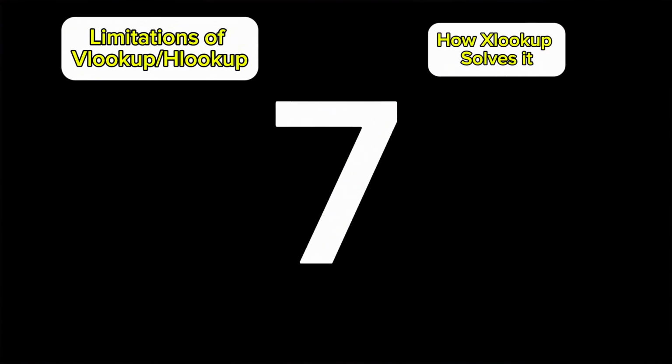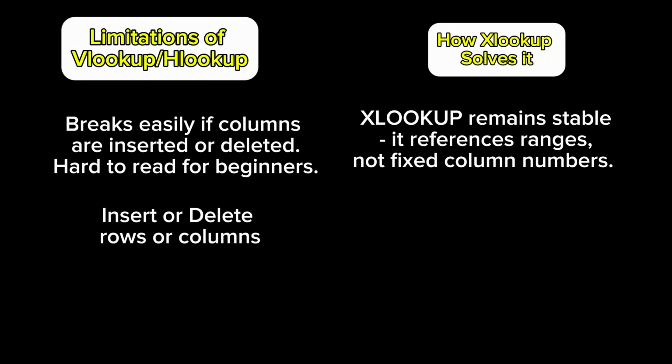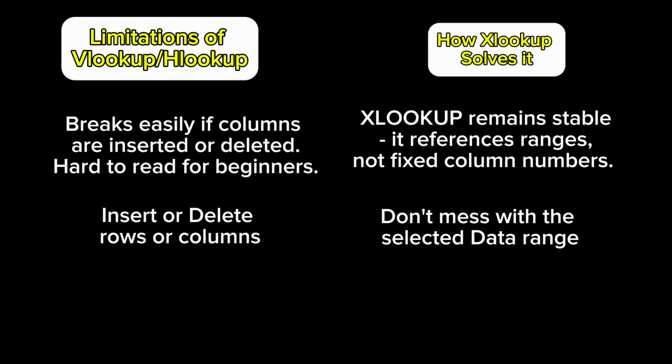Which brings me to my last and very interesting point. With VLOOKUP and HLOOKUP, if you make any structural changes in the data set, for example, if you insert or delete any column or rows, the formula will break. Since XLOOKUP works on references to ranges and not on fixed column numbers, even if you make any changes, it remains stable as long as you have not messed up the reference columns.